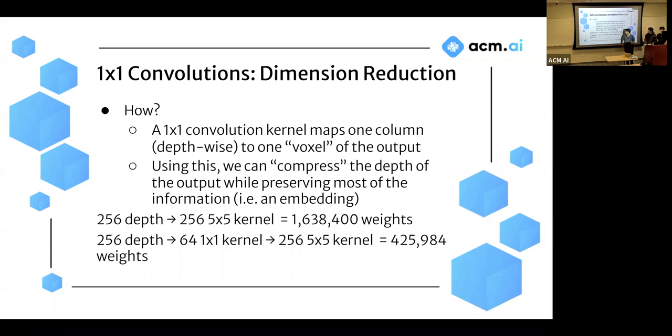Yeah, so basically what he said is one of the greatest advantages of inception modeling, and it's also shown here. The first one would be the one without inception. You have a 256 depth and 256 5x5 kernels, and you can see how many weights you have to generate, which is more than 1 million. Whereas this is about half when you have a lower depth of the UNet.